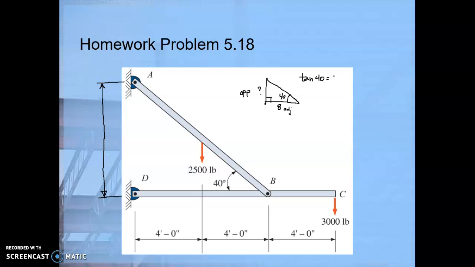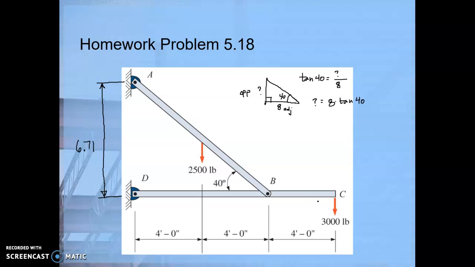We could just call that question mark, I guess, over the adjacent side, which is 8. So our unknown side is going to be equal to 8 times tangent of 40. So that is 6.71 feet. We'll need to know that going forward. So we have found that. Now we can find the reaction forces.